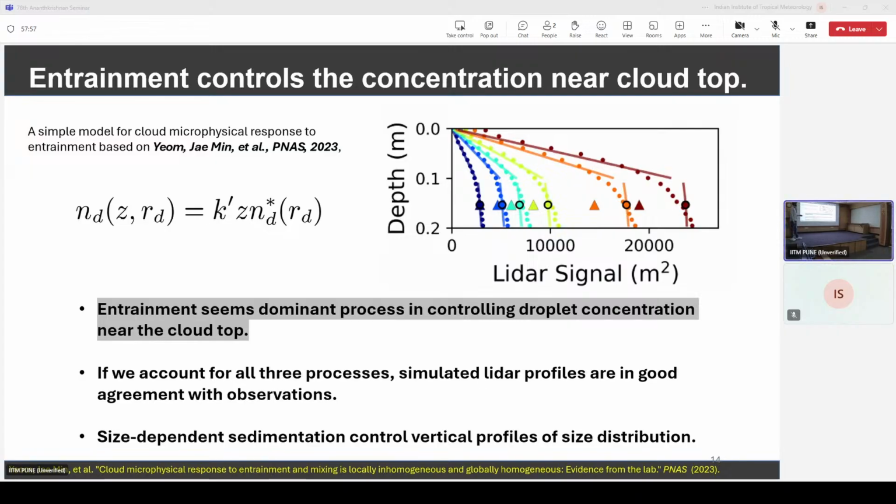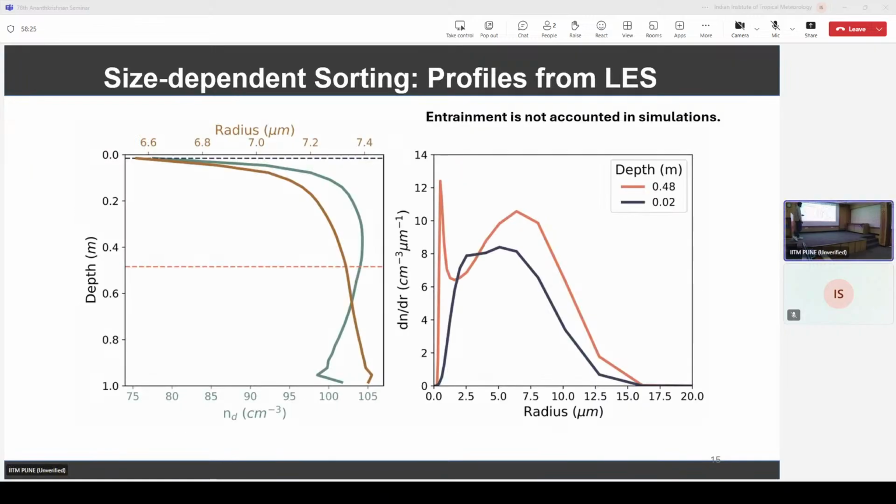Also, we see another thing: droplet sedimentation happens because of size sorting. Size sorting means the higher the mass, the higher the tendency of settling. So when we do not account for size-dependent sorting, the results are quite offset from the observed one, as you can see with this triangle. But when we consider size-dependent sorting, we see that they are very close to the observations. Further, they are also complemented by the ADS study.